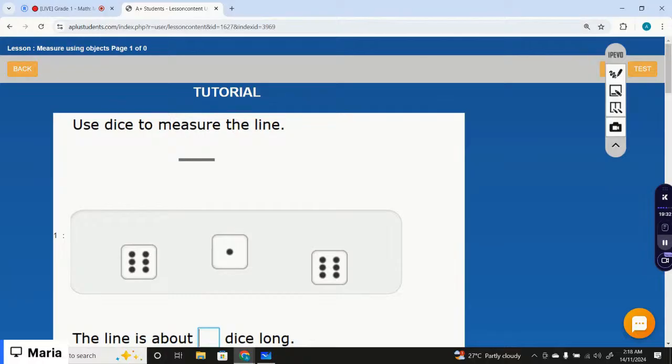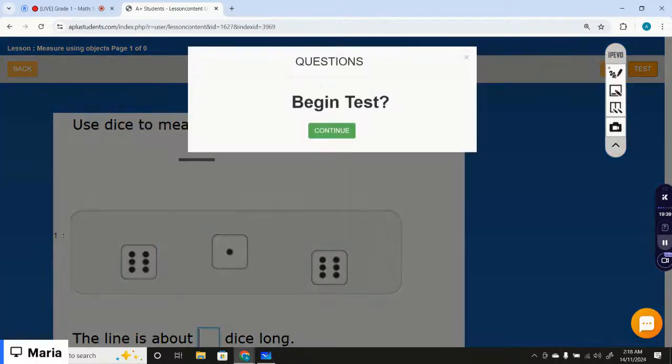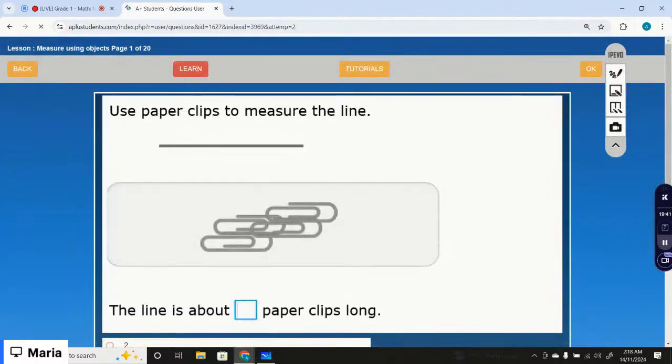The correct option is that this line is just one dice long. The correct option is one. Let's just start with the test questions. Use paper clips to measure the length of the line. So here you have to measure the length of the line using the paper clips, right?